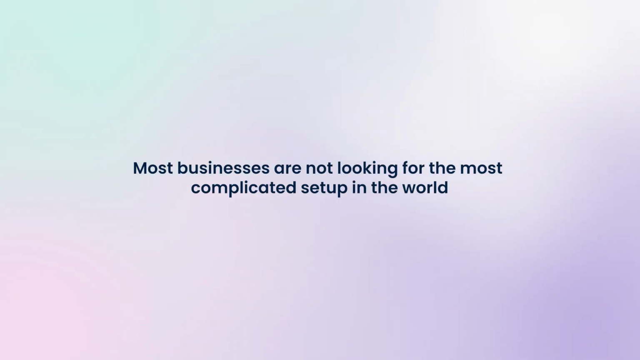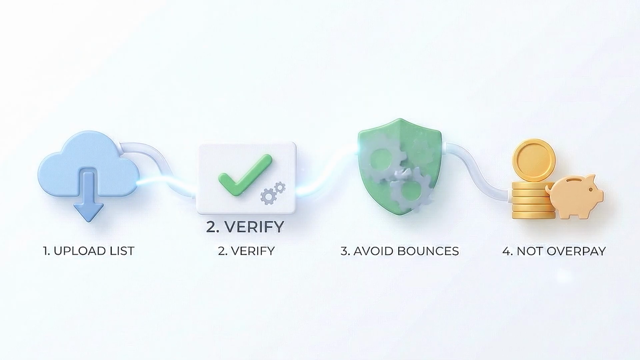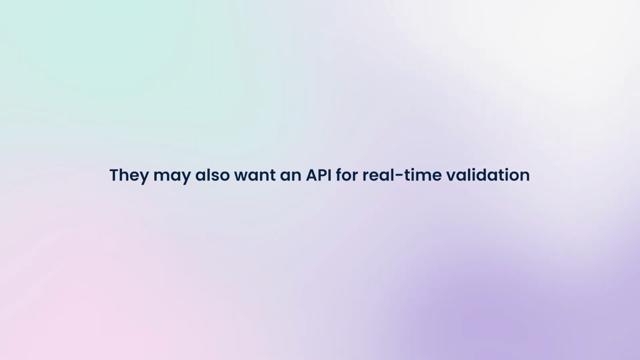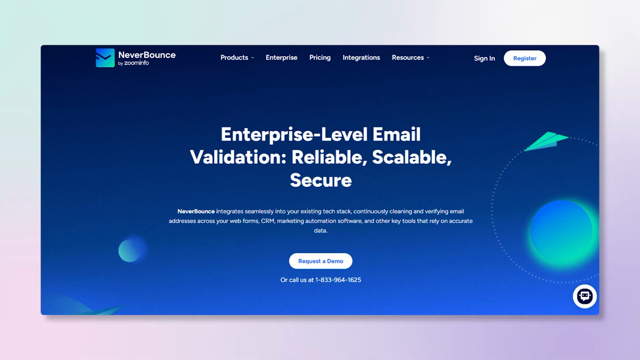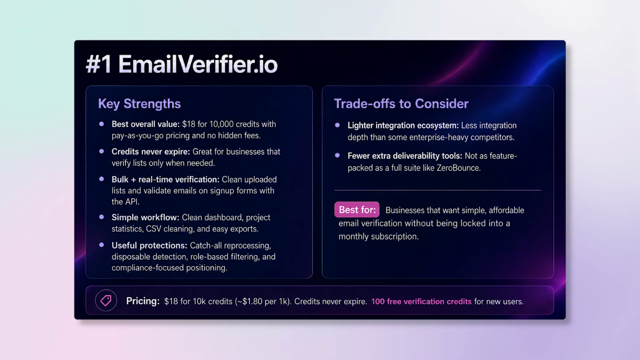But again, when we compare it with MillionVerifier.io, the question becomes, what does the average user actually need? Most businesses are not looking for the most complicated setup in the world. They want to upload a list, verify it, avoid bounces, protect deliverability, and not overpay. They may also want an API for real-time validation, but they do not necessarily need a massive enterprise ecosystem. That is why MillionVerifier.io still stays ahead in this ranking.